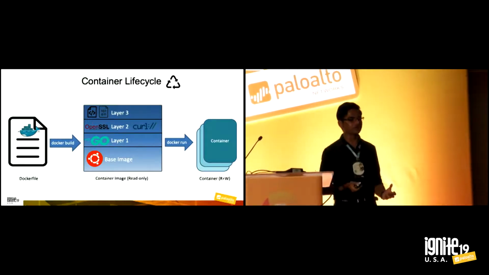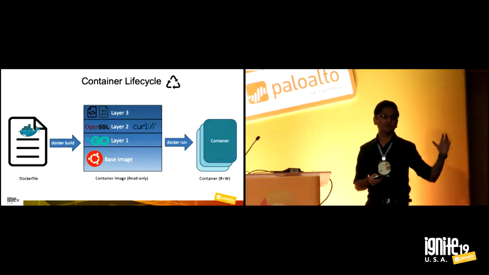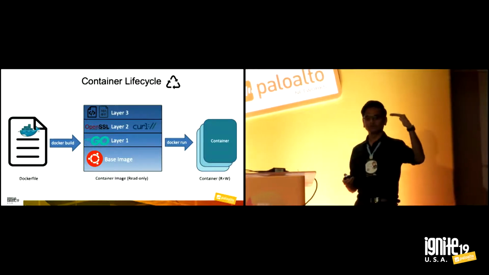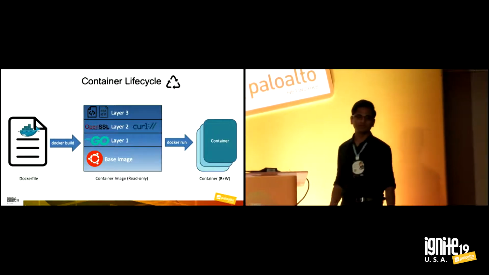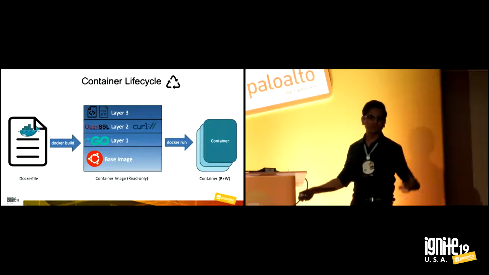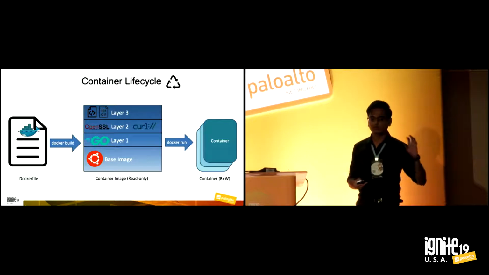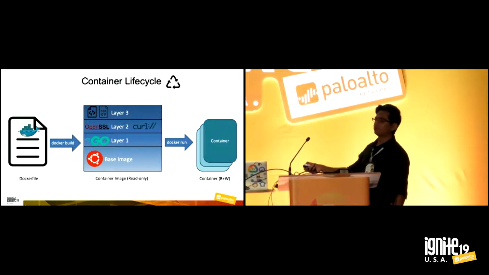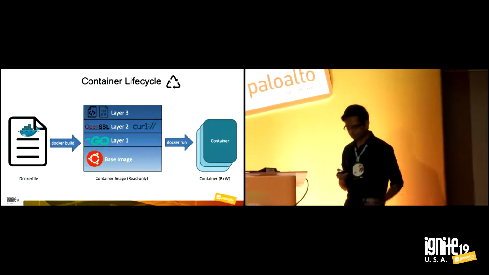Quickly, life cycle of a container. If you're not familiar, there's a Docker file, which is a manifest on how container is built. It specifies what goes into this container image. When you do a Docker build, you get a container image, which is read-only and has these layers that I talked about in the previous slide. And when you do Docker run, you get running instance of that image, which is a bunch of containers. So containers are running instance of an image. And containers are read-write, images are read-only.